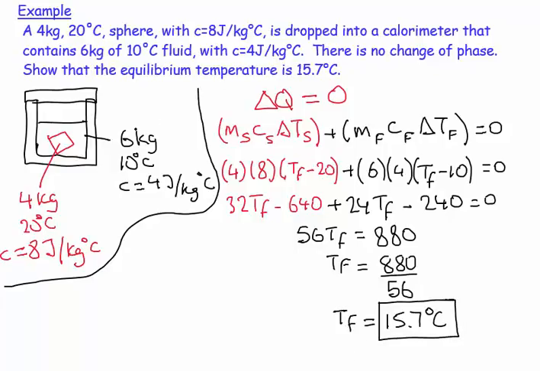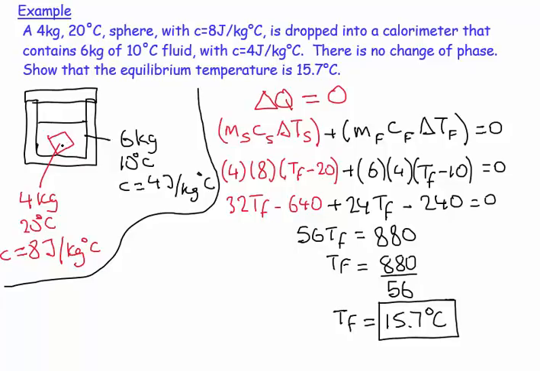The principle was that in a calorimeter, there's no change in the amount of heat. No heat is let in, no heat is allowed to escape. So the heat given up by the high temperature object is given to the low temperature object, and that continues until they're both at the same temperature.